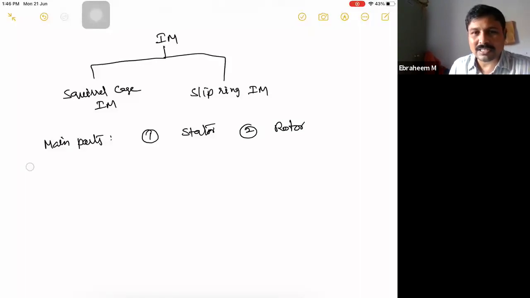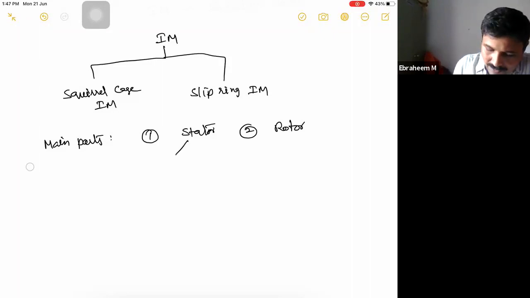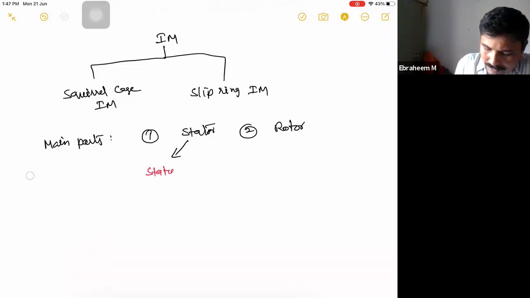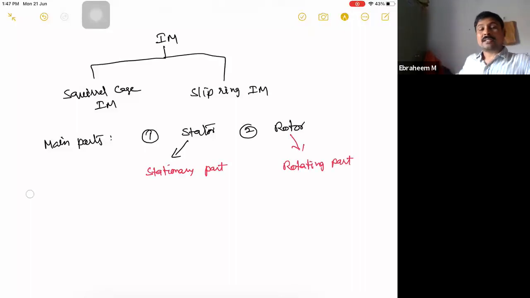But what will be there in a stator, and what will be there in the rotor? Stator means it is a stationary part. Rotor is a rotating part. In the DC motor, what is the rotor? The rotor is called the armature. In the armature, the armature core and armature winding are there. The stator is a field system.